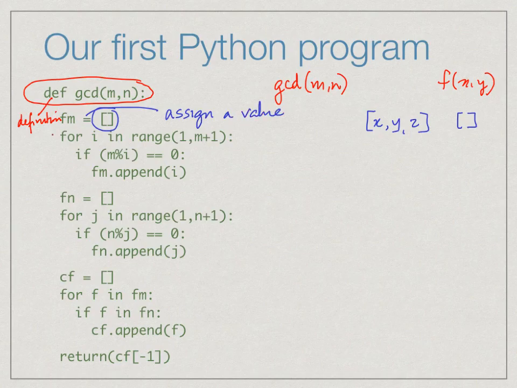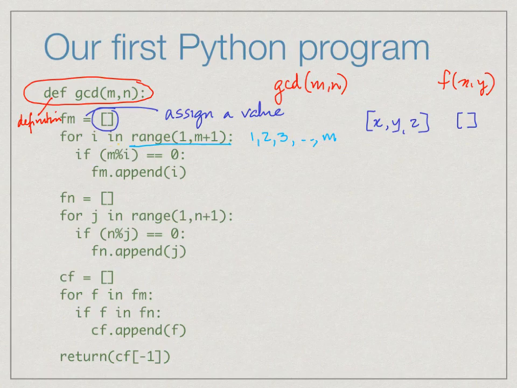So we assign fm, the list of factors of m, to be the empty list. Now we need to test every value in the range 1 to m. Python has a built-in function called range, but because of a peculiarity of Python, this returns not the range you expect, but one less. So if I say give me the numbers in the range 1 to m plus 1, it gives me numbers in the range 1 to m, 1 up to the upper limit but not including the upper limit. So this will say that i takes the values 1, 2, 3 up to m.